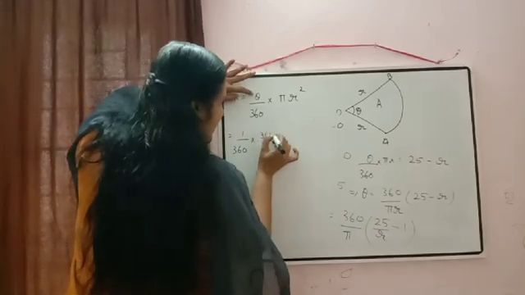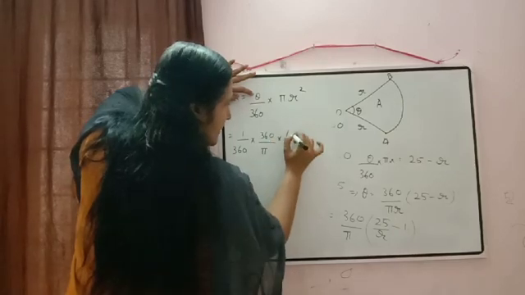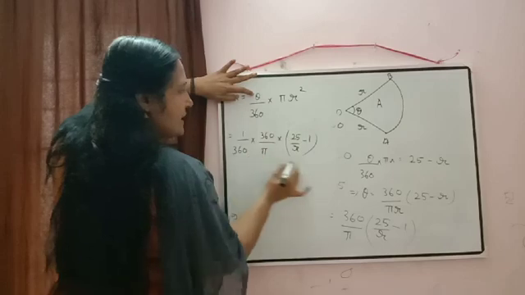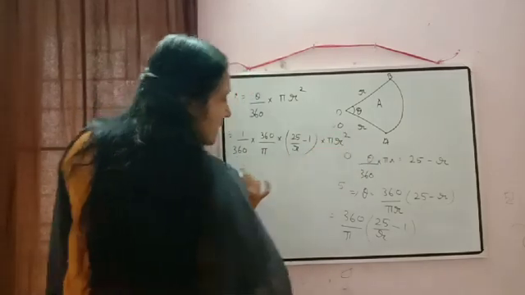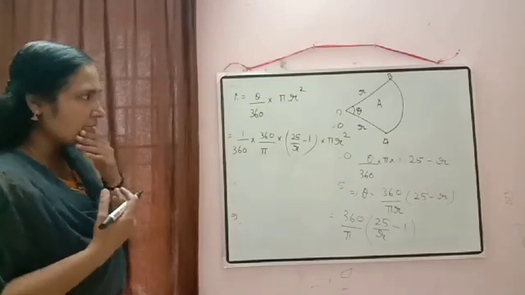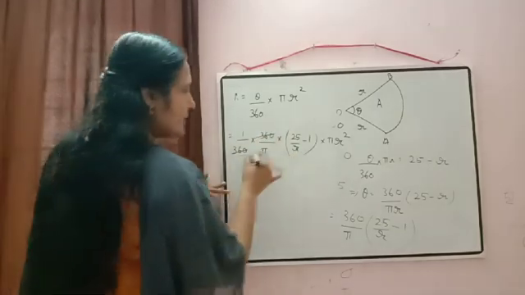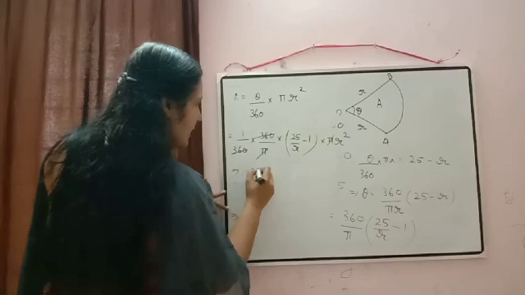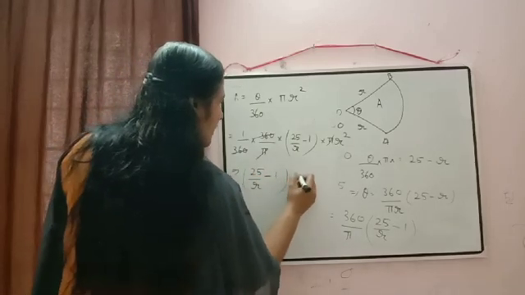That is 360 by pi into 25 by r minus 1. In place of theta, substitute the value into pi r square, which is as it is. Clear? Okay. Now we can check what things will get cancelled here. 360 and 360 will get cancelled. Pi and pi also will get cancelled. What is remaining here? 25 by r minus 1 into r square.